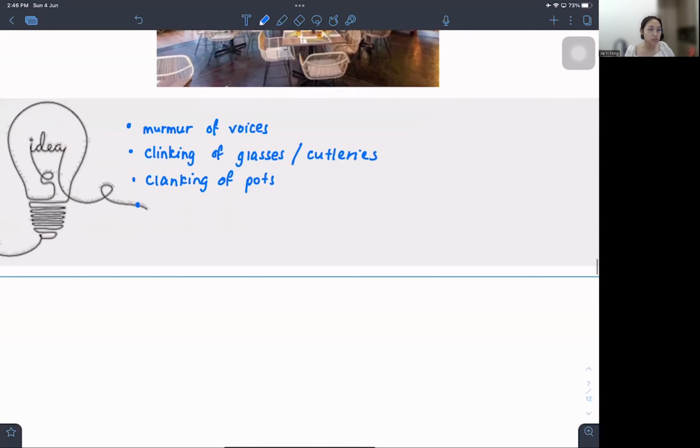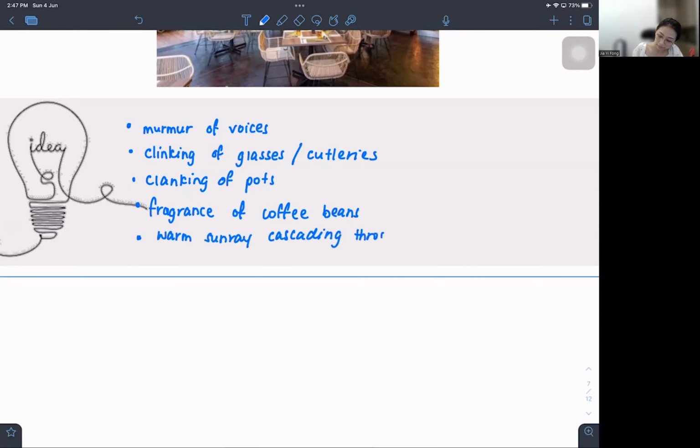Let's continue. What else can we talk about? A lot of you mentioned the smell. So for smell, you can use aroma, you can use fragrance of coffee bean. Okay, what else do I want you to know? We can also talk about, look at the picture. Do you see the sun ray coming in? Right? So how can we describe that? I can say warm sun ray cascading through the window.